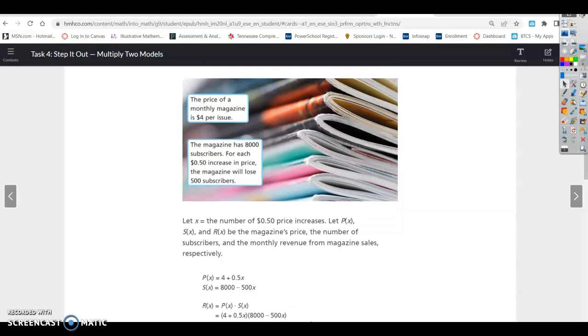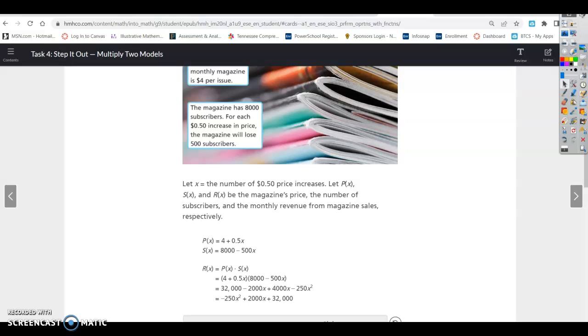All right, so if you look at the picture, it shows the price of the monthly magazine is $4 per issue. The magazine has 8,000 subscribers. For each 50-cent increase in price, the magazine will lose 500 subscribers. So as the magazine cost goes up, fewer people are going to purchase the magazine. Basically, they're going to lose 500 customers by raising the price.